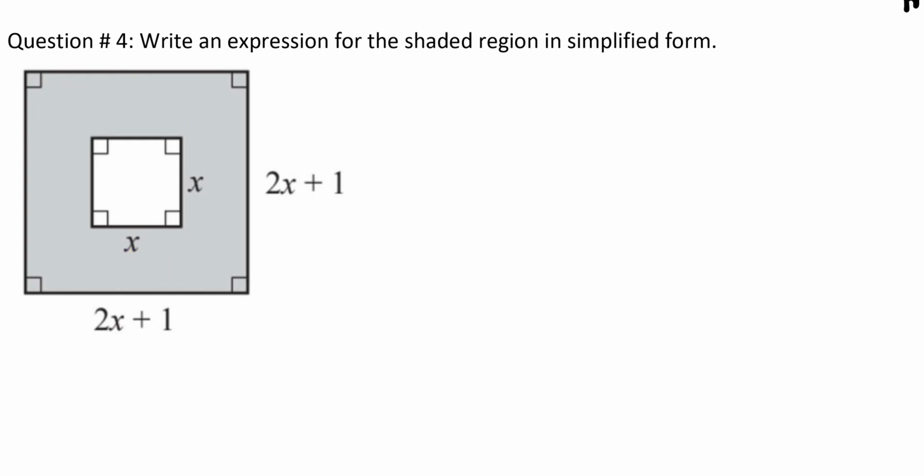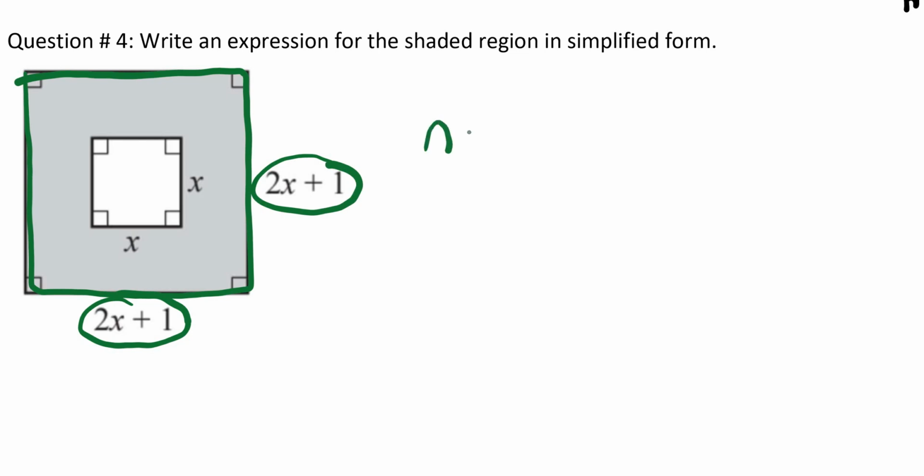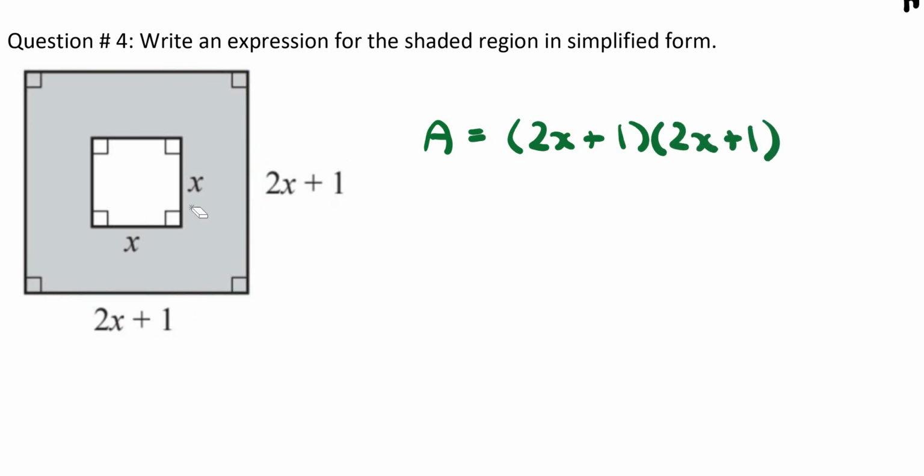Okay, so it looks like we need to find the area of the bigger square, which is 2x plus 1 times 2x plus 1. So let me write that down. Area is really 2x plus 1 times 2x plus 1. That's length times width. And then I guess we need to just subtract this inside square there. So this is the length and that's the width.